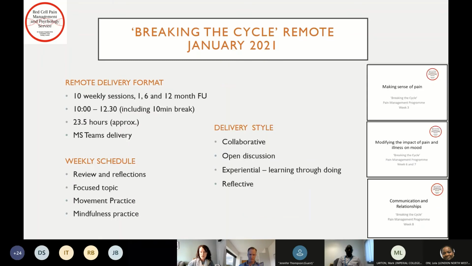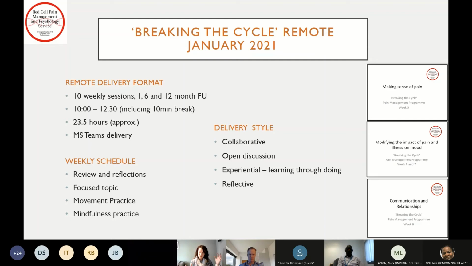So like most services through 2020, we've been adapting our service to remote delivery. And we have recently completed 1 cycle of the first 10 weeks of a remote version of our pain management programme. So we've adapted the format to make the session shorter because we felt that would be important and more manageable for a remote programme. And we've run a 10-week block rather than an 8-week block, and we'll continue to have follow-up at 1, 6 and 12 months.